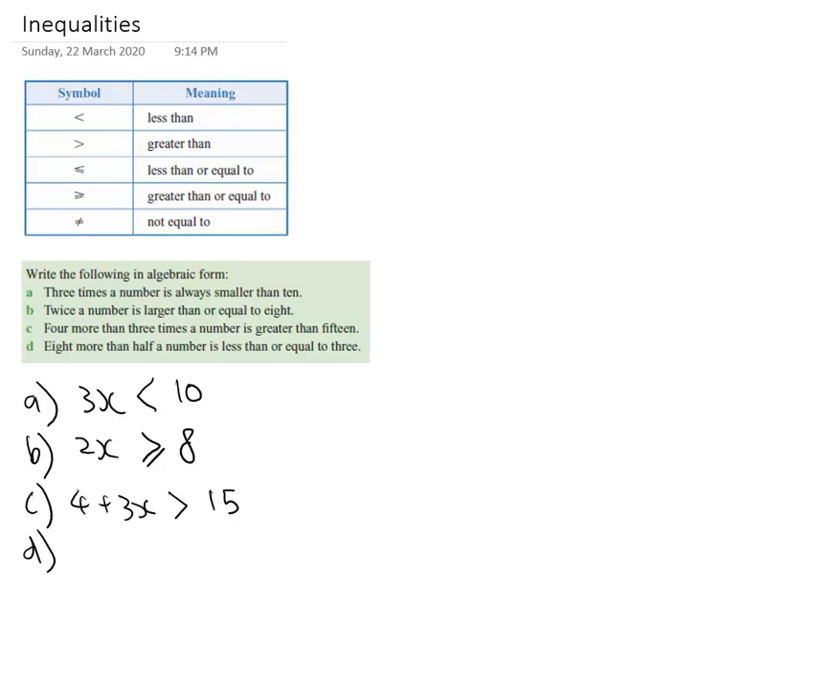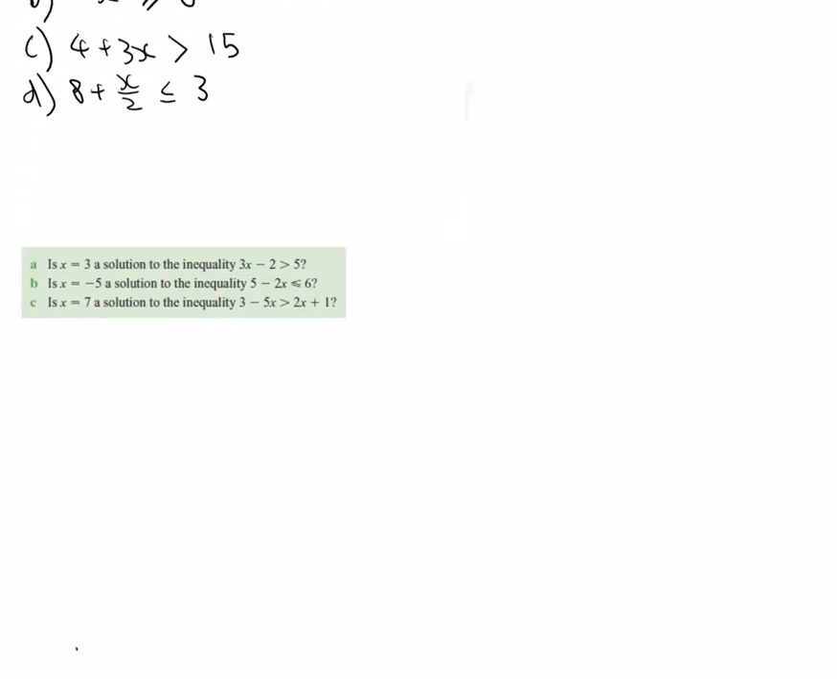Last example of this kind. Question D, 8 more than half a number is less than or equal to 3. So 8 more than half a number, let's go x divided by 2 is less than or equal to 3. Make sure the small side of the symbol is pointing towards the less than sign. All right, not too difficult. Let's move on to some different kind of examples.